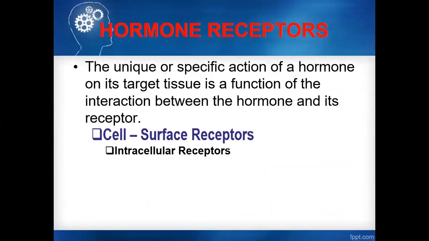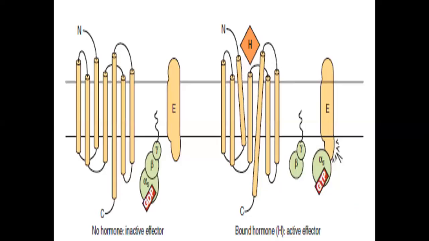So let's discuss first these surface receptors. These cell surface molecules are embedded on the surface of the cell membrane, typically spanning the cell membrane 7 times. So they have 7 alpha helical membrane spanning domains shown here: 1, 2, 3, 4, 5, 6, 7. The amino terminal is found extracellularly and the carboxy terminal intracellularly.